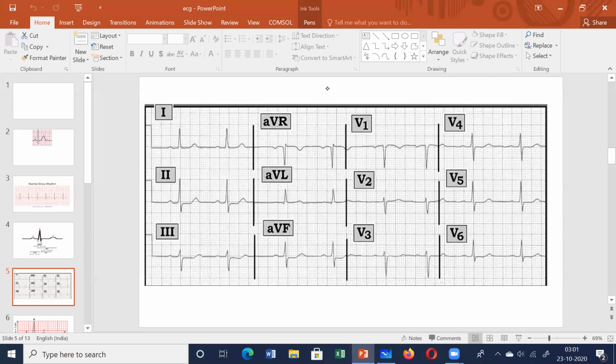Okay. So what are the different causes of the tall R waves in V1? Just now I told you it can be a right ventricular hypertrophy, because if you find a tall R wave in this V1, it indicates a right ventricular hypertrophy, or it can also indicate dextrocardia. What is dextrocardia? Usually the heart is located on the left side of the chest.